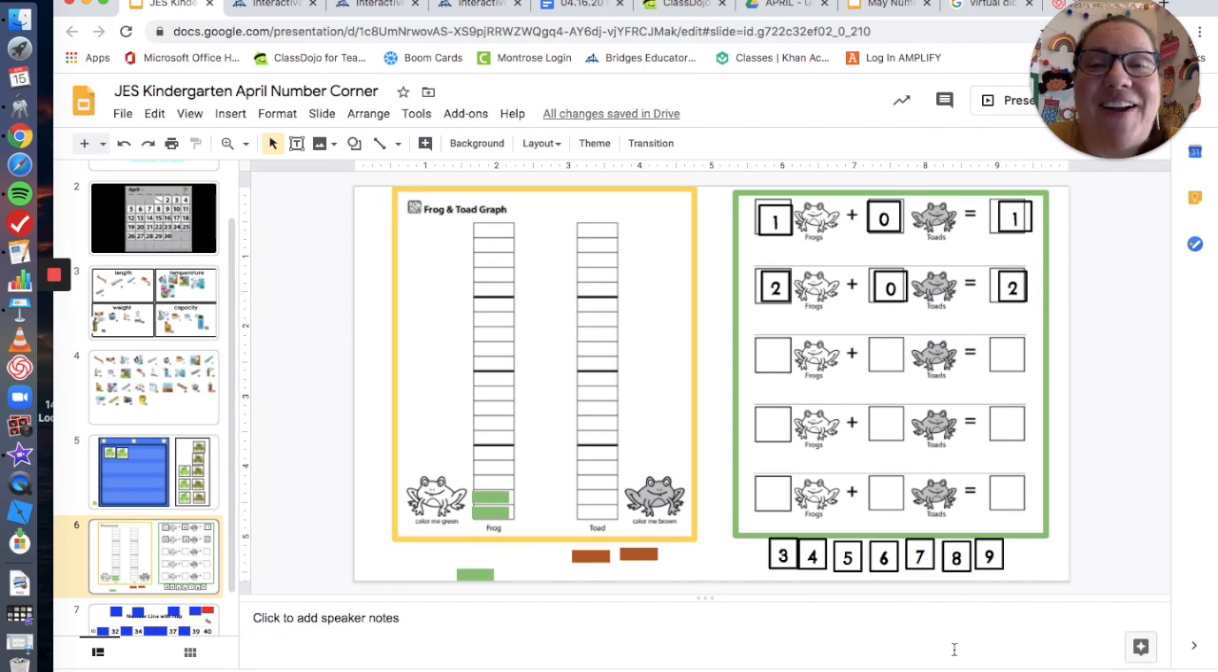Nice job. I heard a lot of frogs and toads at the end. 2 frogs plus 0 toads or no toads. I heard some people say no toads, which is fine. So you could say 2 frogs plus no toads, or 2 frogs plus 0 toads equals 2 frogs and toads.